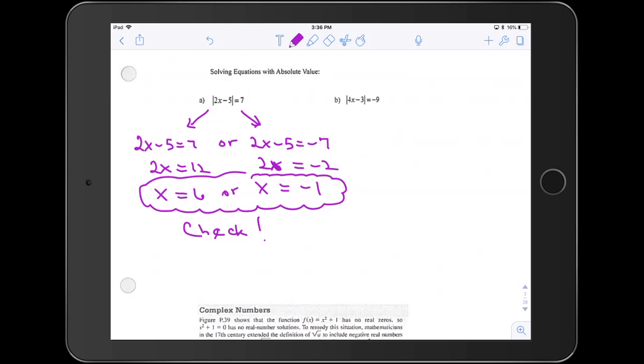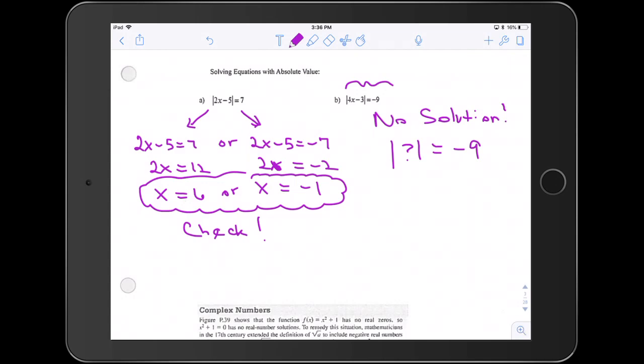The reason I'm saying to check it is because this situation over here, there is not even a solution. You could force it, you could come up with solutions, but they're not going to be solutions. The reason why is at no point can you do an absolute value and get a negative 9. So that's what this is saying right here.